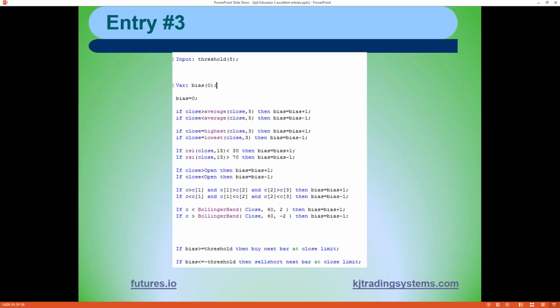Well, here's some code. Excuse me for 1 second here. I thought I was going to sneeze. I didn't want to sneeze in the microphone.